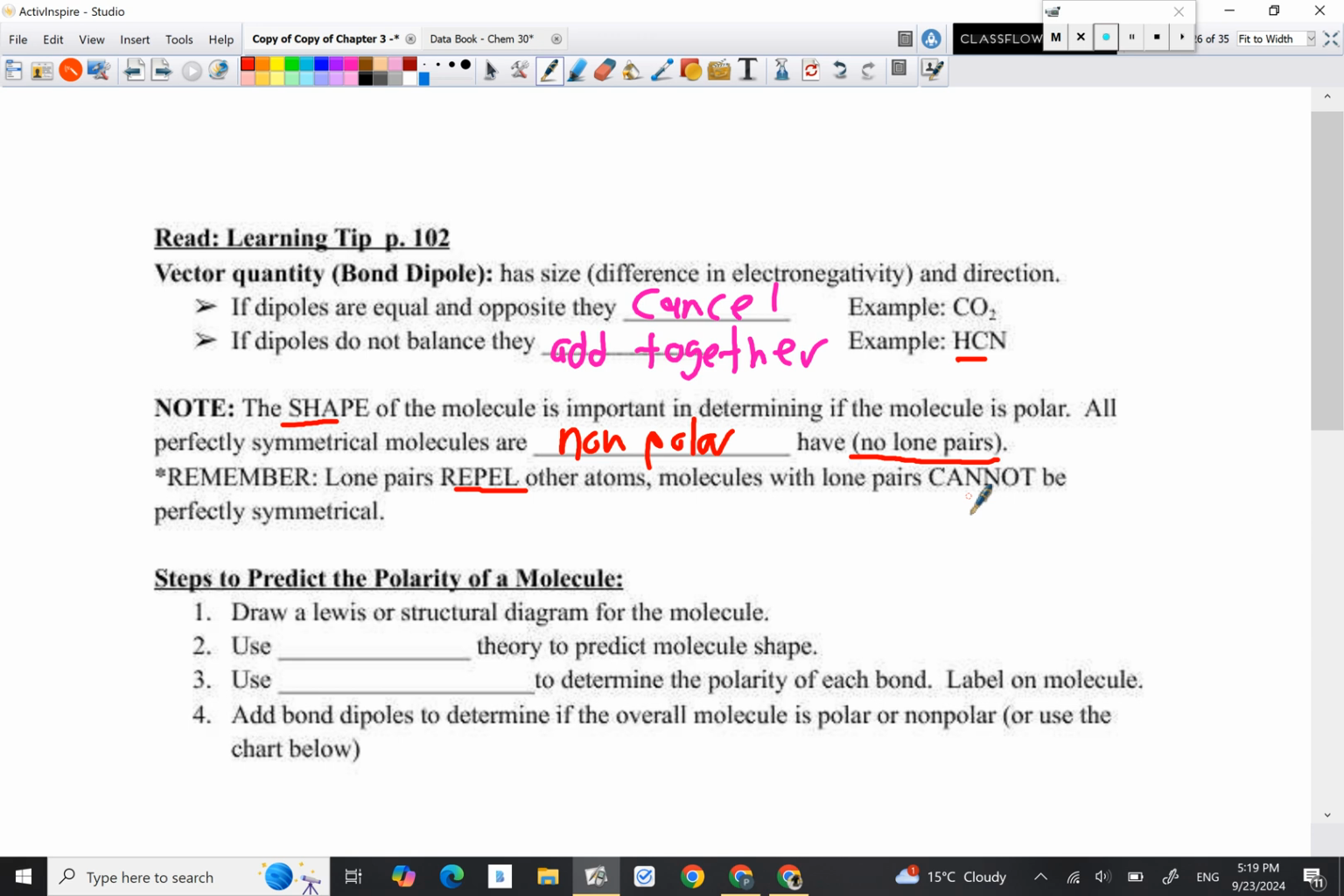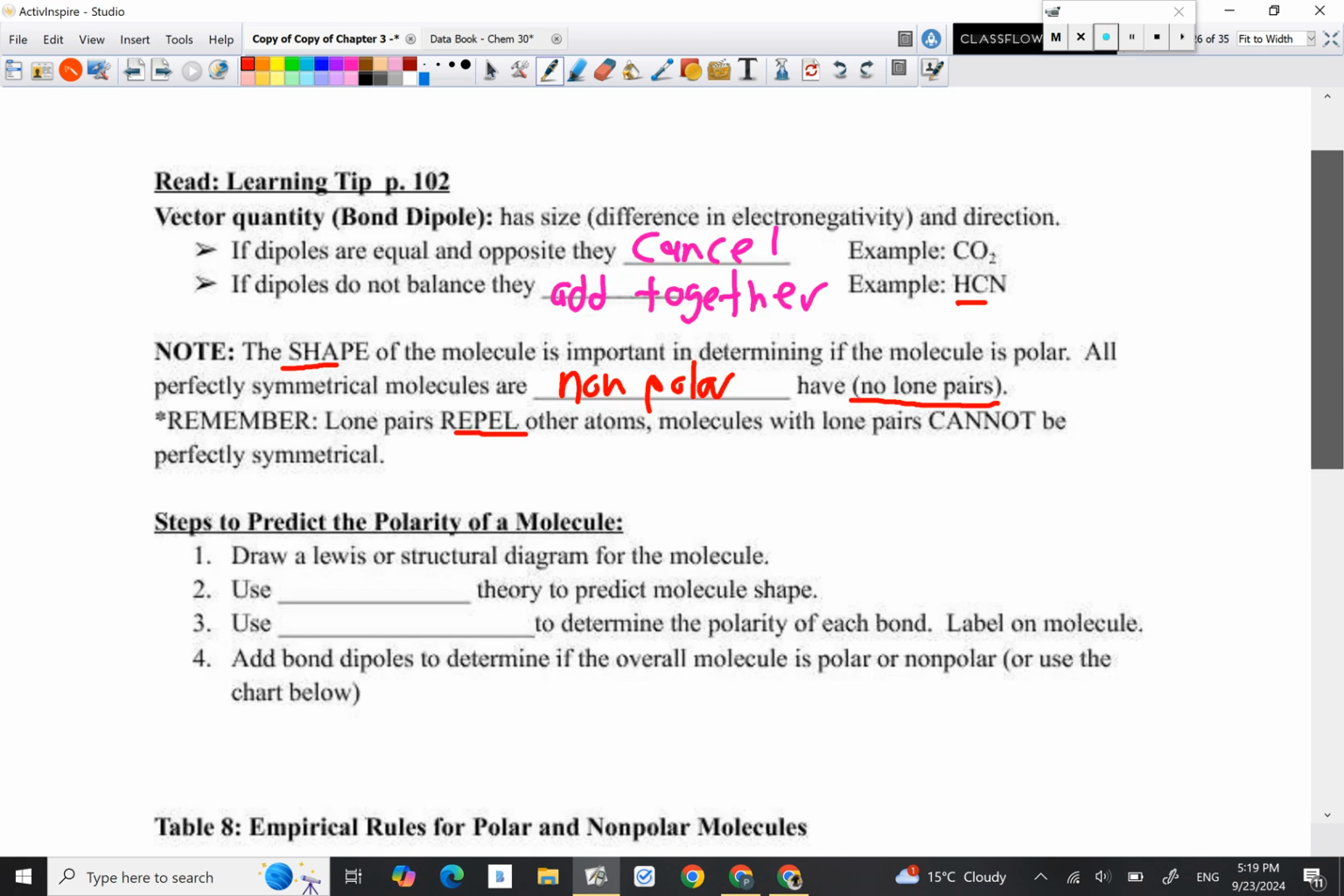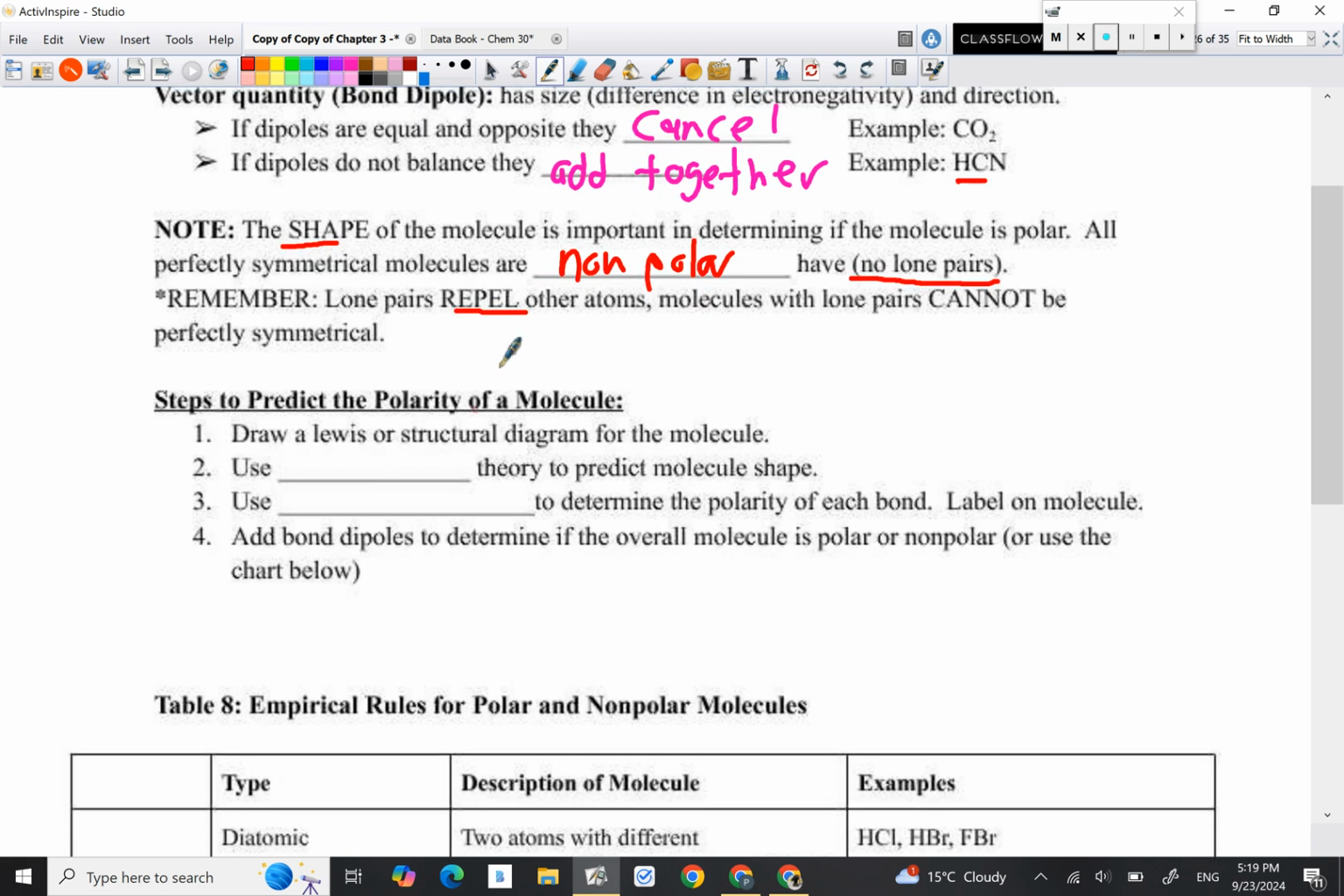Now, that's why I say generally, there's going to be a few rules that we're going to have to follow. So, first steps to figure out the polarity of a molecule. So step number 1 is we're going to draw the Lewis or structural diagrams for the molecule, right? So just know what we're doing. Then we're going to use our VSEPR theory to predict the molecule shape.